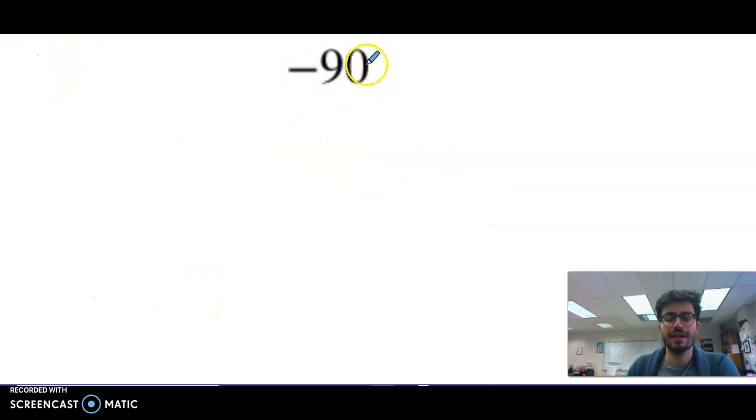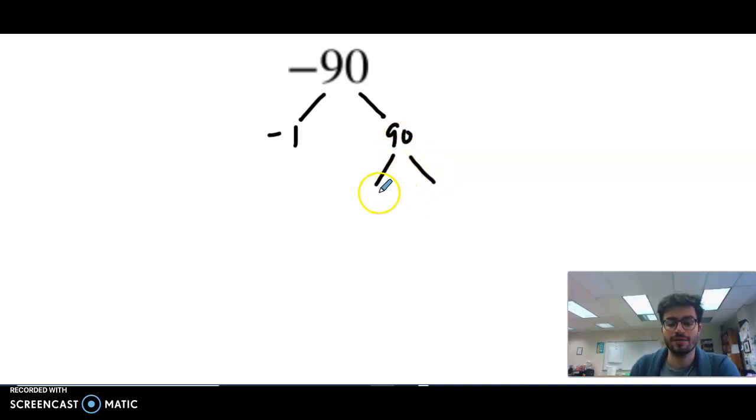Now this number is a negative. Whenever you have a negative, I want you to start by writing it as -1 times the number. So -90 we can write as -1 times 90. Now we can start with the prime factorization of 90. We can do 90 divided by 2. That'll give us 45.